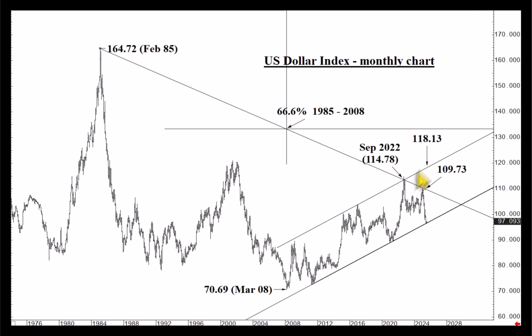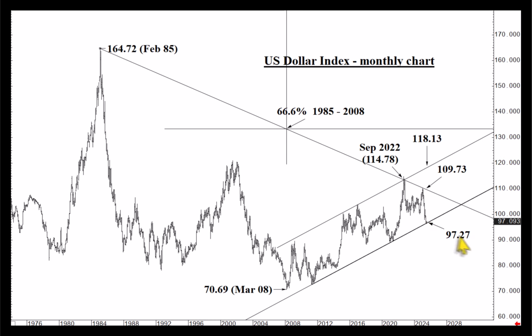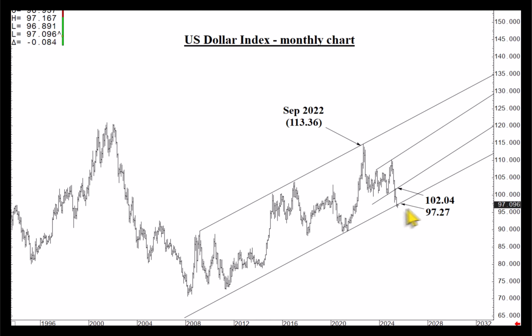But this 118.13 channel top has a channel bottom that we are presently in the midst of violating. 97.27 is a representation. It's really the trend line off the lows. 97.27 is presently being tested and violated. And this is the same monthly chart throughout, by the way. I don't think I mentioned that. I'm not using weekly charts. I'm using monthly charts. All of these numbers are good for the month of July, which we just entered.